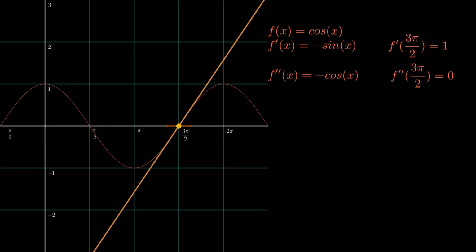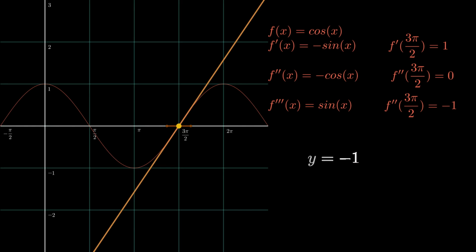Well, we can't really create a line with slope of 0, and it'll become clear why in a second when I move on to the third derivative. The third derivative is the same process. Derivative of negative cosine is sine, plug in 3 pi over 2, we get -1.